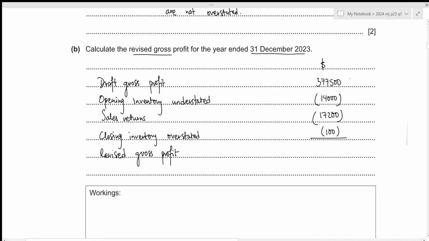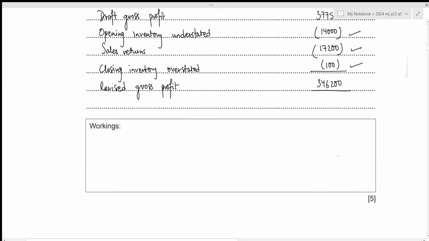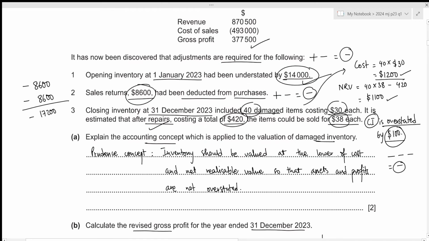So that is just going to be 377,500 minus 14,000 minus 17,200 minus 100, which results in 346,200. That is all for the second part. And we have been given the working section. So you need to show your workings for this part and your workings for the cost and net realizable value within the working section so that you get your markings correctly.